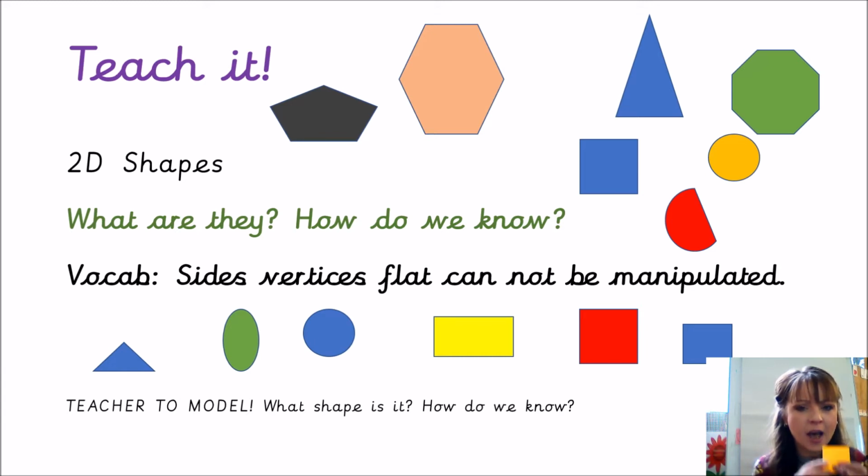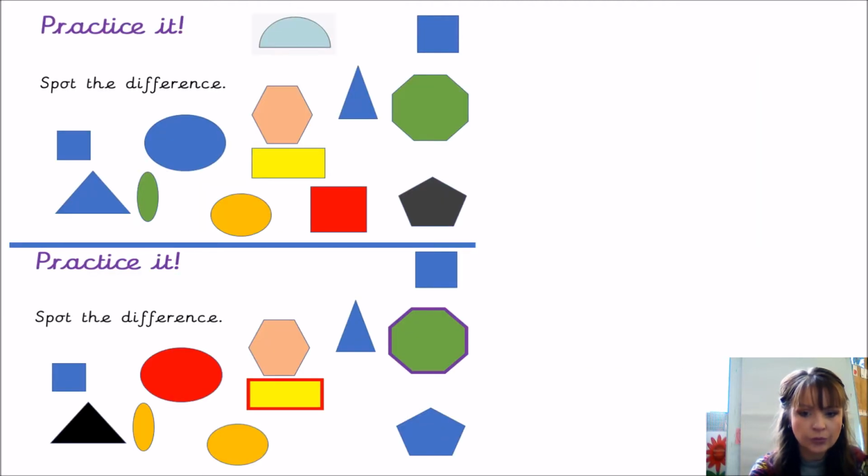2D shapes have sides and vertices, and they are flat. They cannot be manipulated. They are not a solid shape. They cannot be moved around in your hand. We're going to spot the difference again now. We've looked at 2D shapes and we know a lot of the names. We know this shape is a semicircle, and this shape is a square.